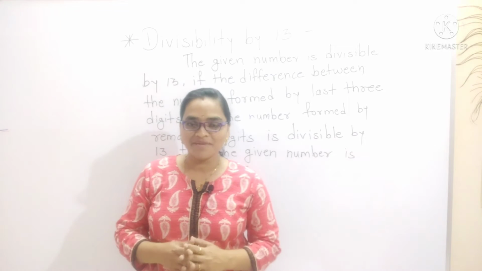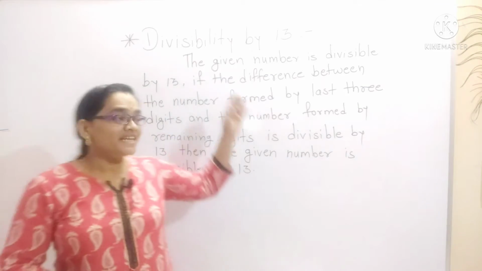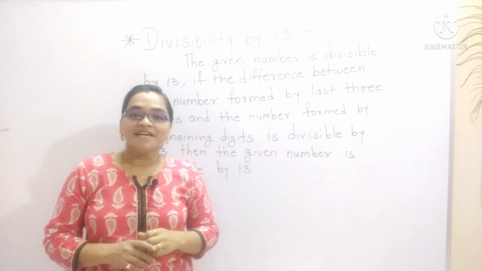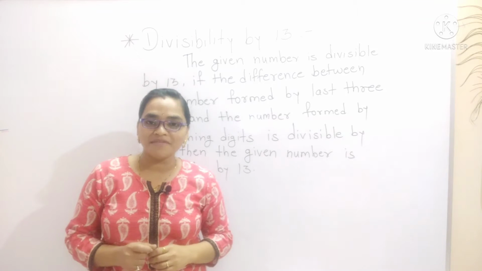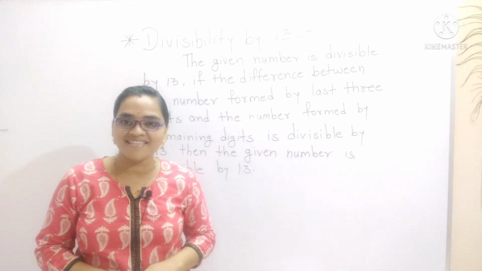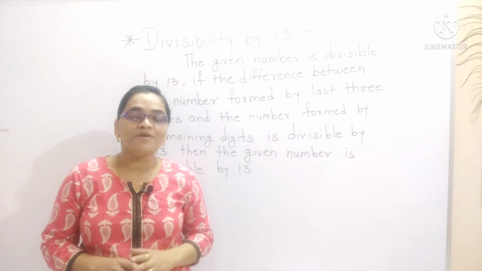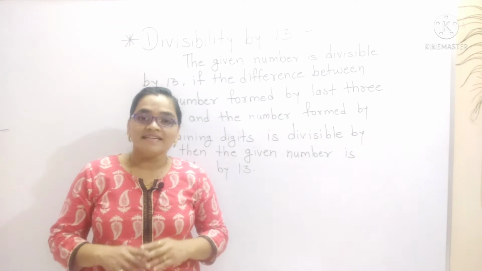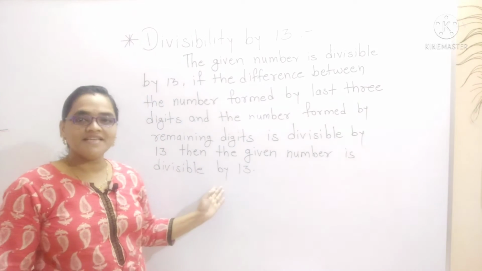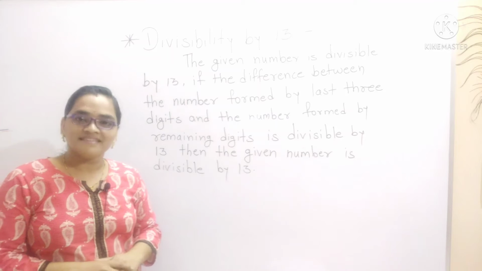What is the divisibility test? The given number is divisible by 13 if the difference between the number formed by the last 3 digits and the number formed by the remaining digits is divisible by 13, then the given number is also divisible by 13.